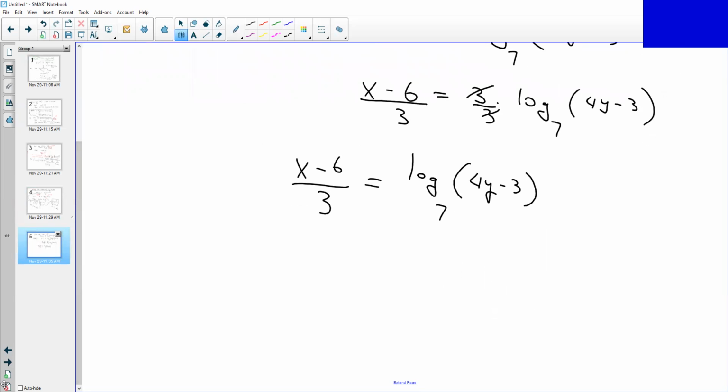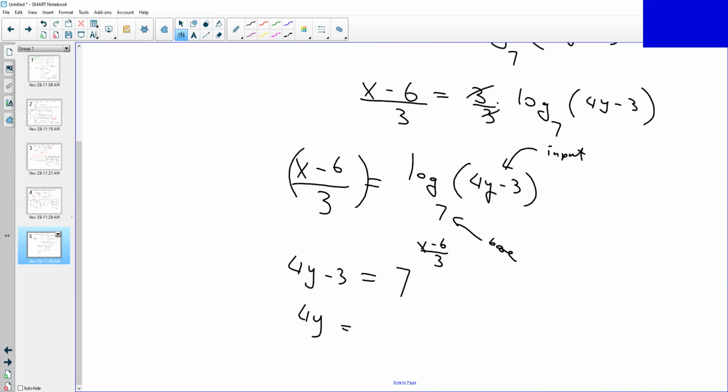Okay, so this is the output. This is the input, right? And this is the base. Okay, so I'm going to say input equal to, so 4y minus 3 equal to base to the output, and output is this whole thing. So it's going to be x minus 6 divided by 3. And then I'll solve this for y, right? That's step 2. So to solve this for y, I'm going to have to add 3 to both sides first.